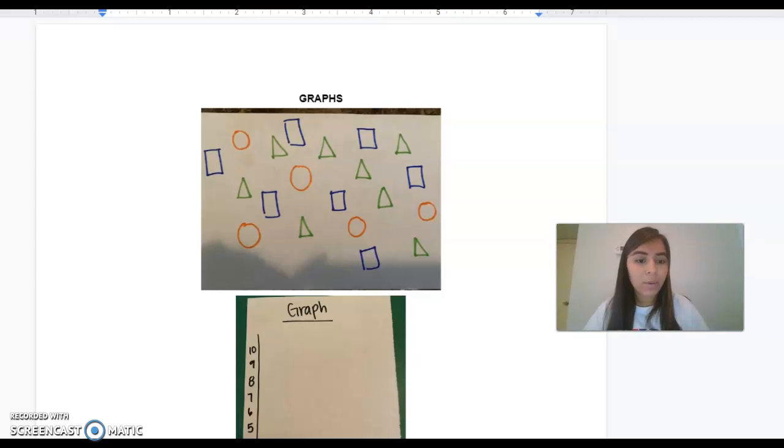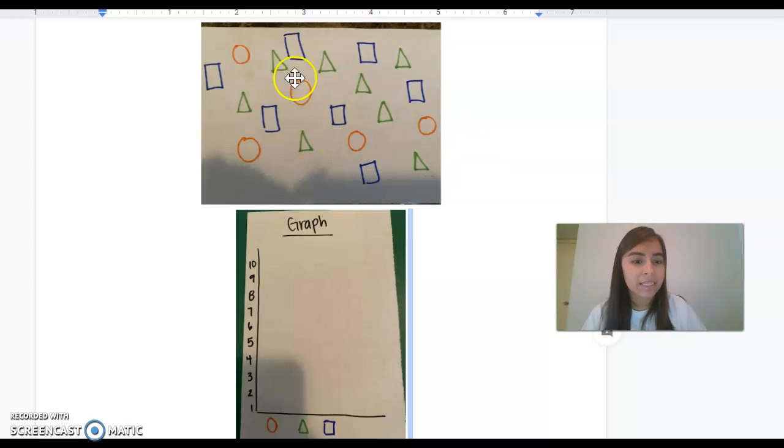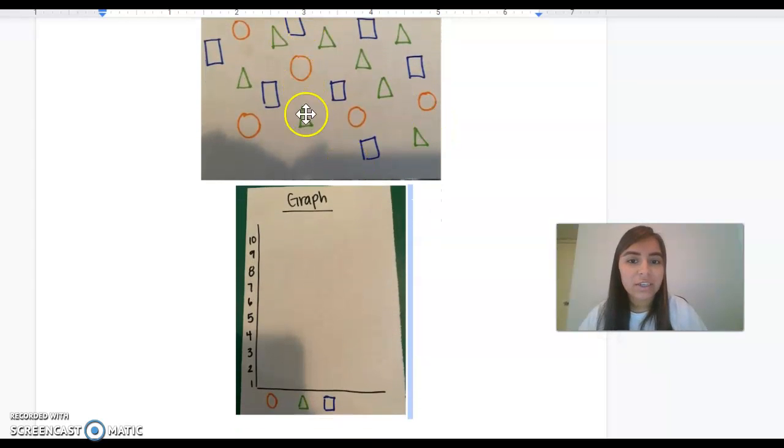So this week we're going to be learning about graphs, and I have created an example for you so that you could get a better understanding of the words that I will be talking about today. So this right here is a graph. I created this graph based off of the items that I had in this picture, okay? So I saw here that I have orange circles, green triangles, and blue squares. So that's what I drew down here, okay? Because those are the items that I have.